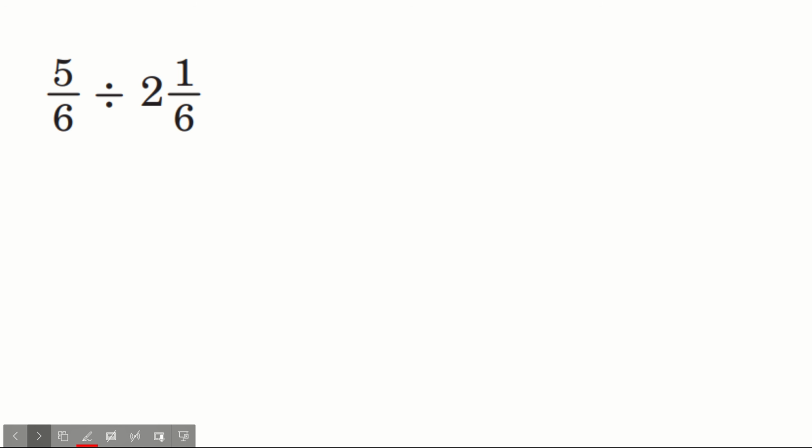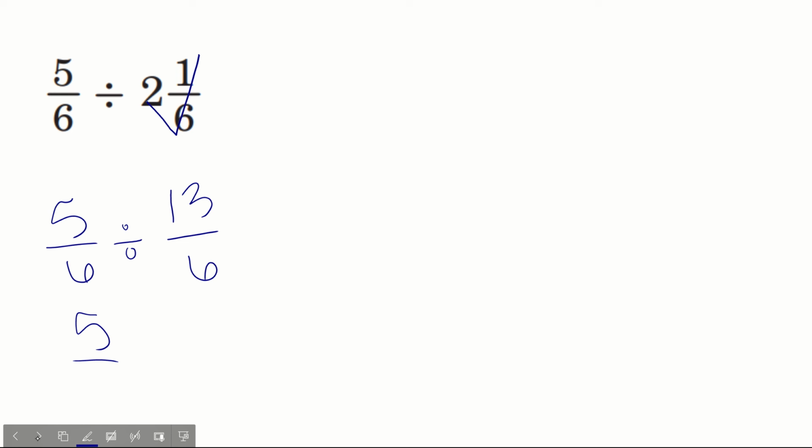All right, our last question is 5/6 divided by 2 and 1/6. Go ahead and pause here. All right, I'm going to start with my check mark method. 2 times 6 is 12, plus 1 is 13/6. So I have 5/6 divided by 13/6. Now when we're dividing fractions, we keep, change, flip. So I keep the first fraction the same, change division to multiplication, flip that second fraction.